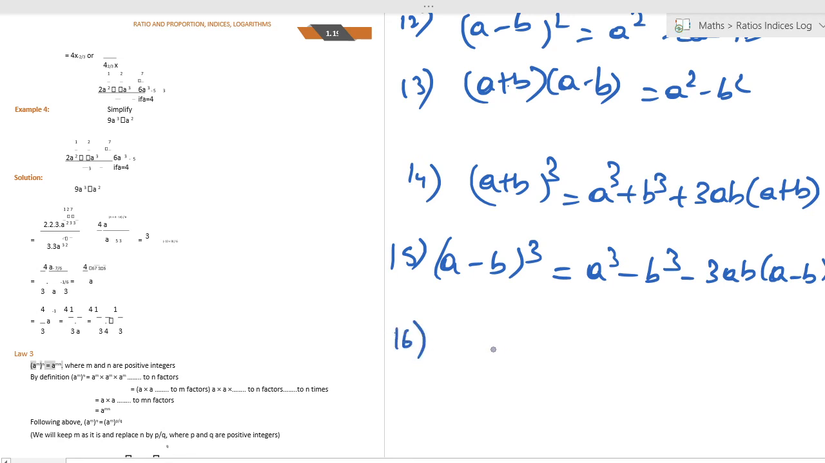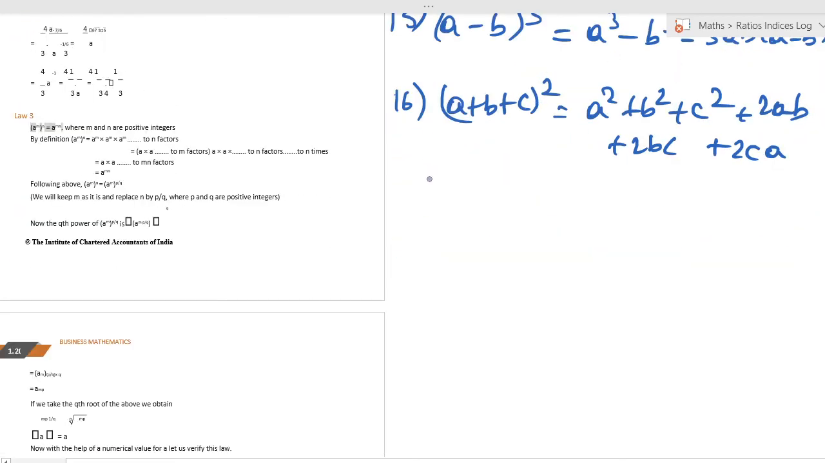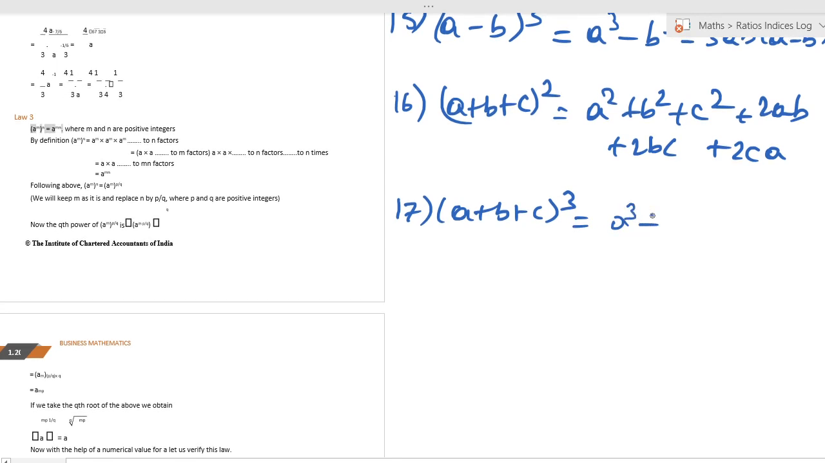Also, a plus b plus c whole square is equals to a square plus b square plus c square plus 2ab plus 2bc plus 2ca. 17th one, a plus b plus c whole cube equals to a cube plus b cube plus c cube.